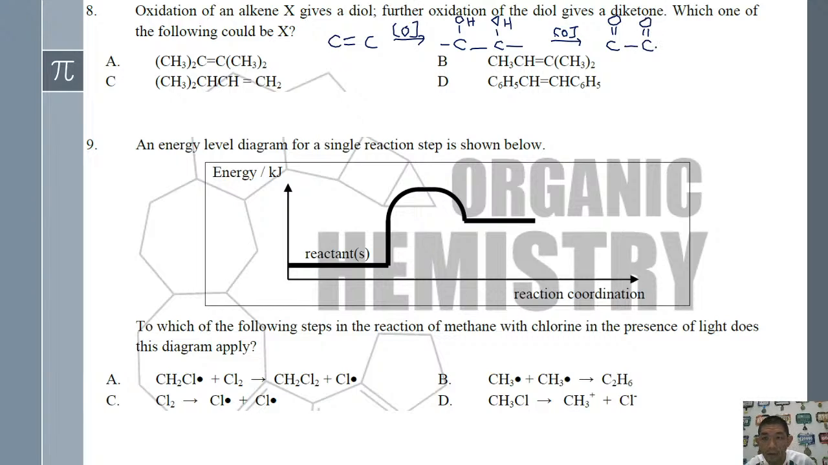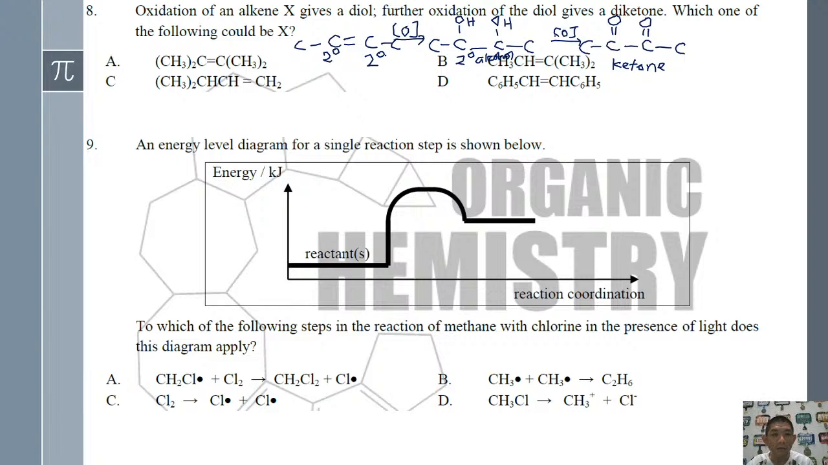Okay, now in here, when they said that it must be a diketone, that means here and here must have another 2C, isn't it? So therefore here and here must also be another 2C. And in here you must know by yourself, in order to form a ketone, it must be oxidized from a secondary alcohol. So to form a secondary alcohol, it must come from a secondary alkene. So both of them must be from a secondary alkene.